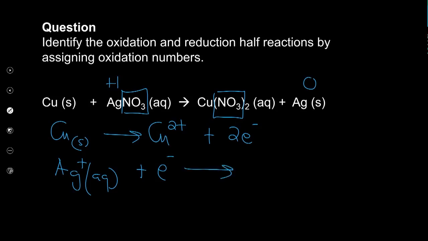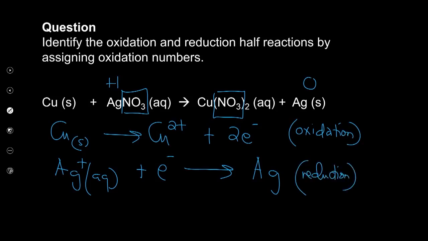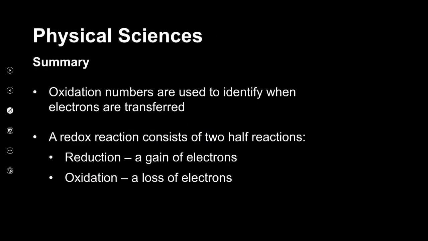gives us silver metal, which has an oxidation number of 0. So this one, the copper half reaction, is oxidation, which has to do with the loss. And this is reduction, which has to do with the gain of electrons. So these are the big ideas.